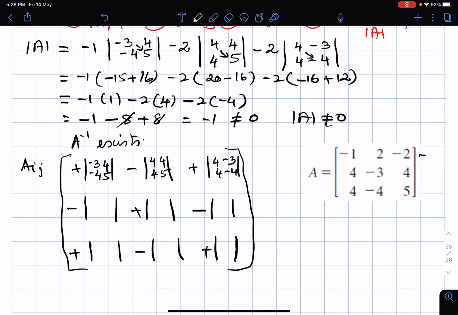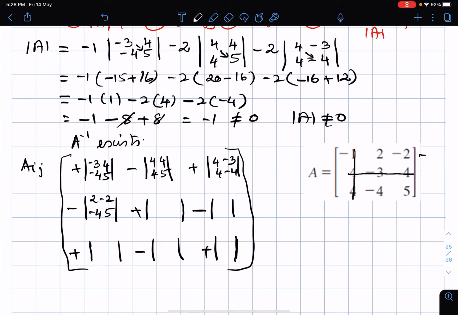Now for the second row, first element, you are going to delete this first column and the second row. What are the elements we are going to get? 2, minus 2, minus 4 and 5. Okay.